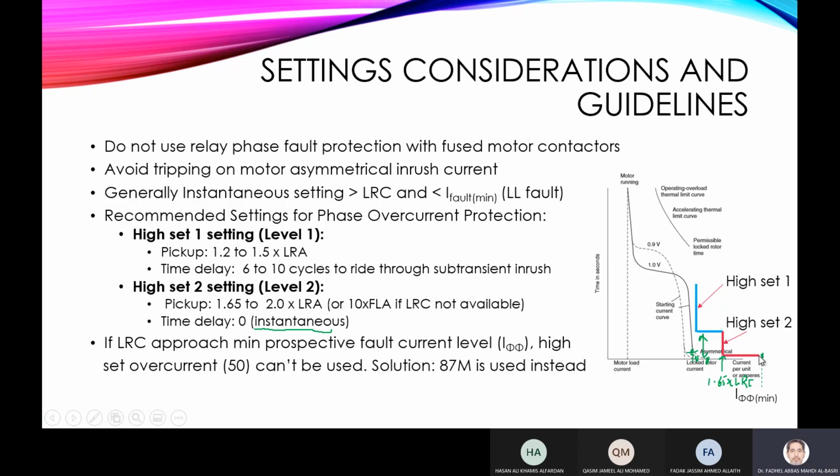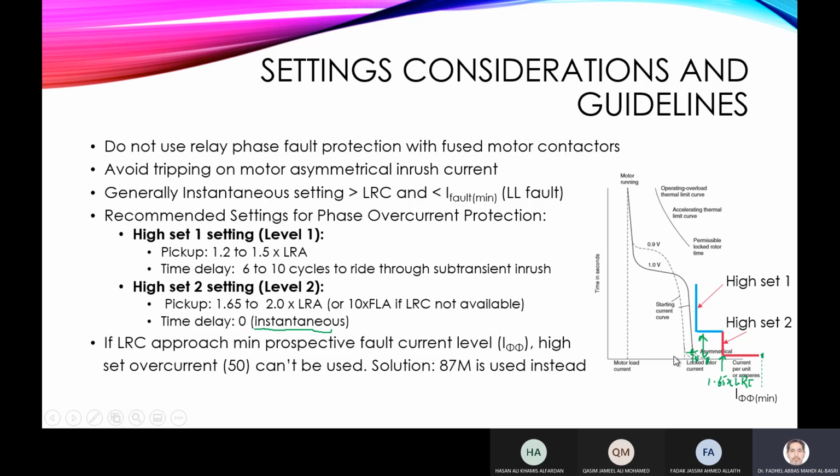But the instantaneous one, which you call high set number 2, is beyond this asymmetrical current, so it can be set instantly with no time delay. That's why we set it at 1.7 to 2 times locked rotor currents. But this doesn't provide protection if the rotor is locked while starting, or it's running and then locked, because the current will not be seen.